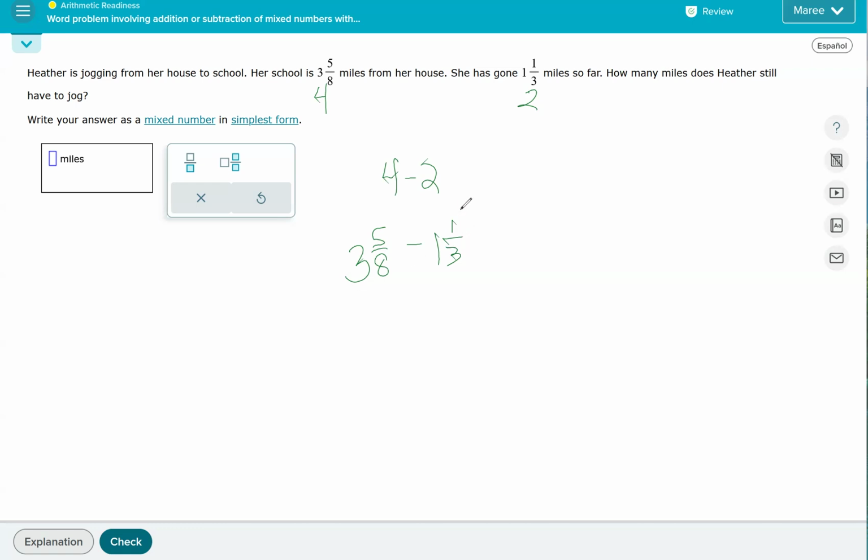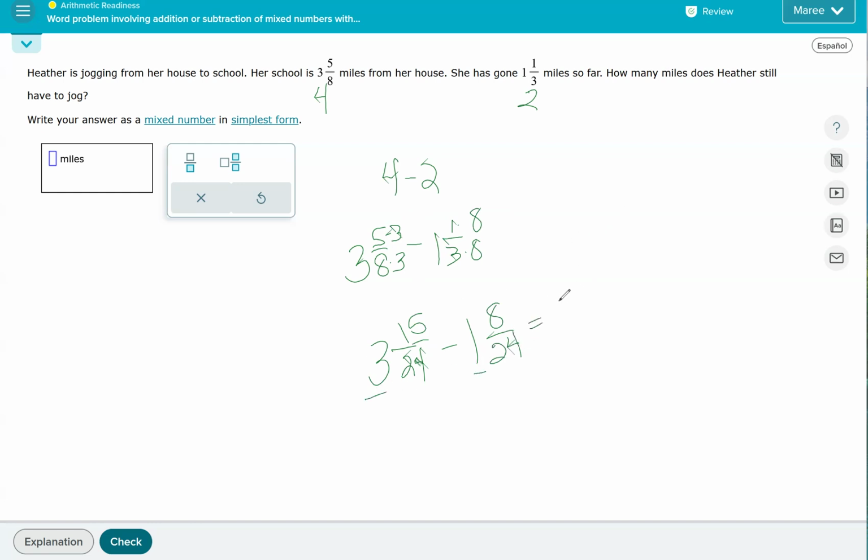5/8 minus 1/3. So we need to have common denominators. So for 8 and 3, we want to find the smallest number that they both go into, which is 24. So 8 times 3 is 24. Because I had to do 8 times 3 to get 24, I have to do 5 times 3 to get what would go in the numerator. So that would be 15. Minus, and then we have 1, and I have to do 3 times 8 to get 24, and 1 times 8 is 8.